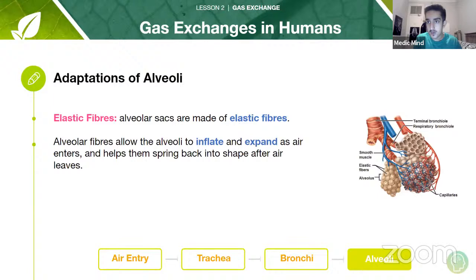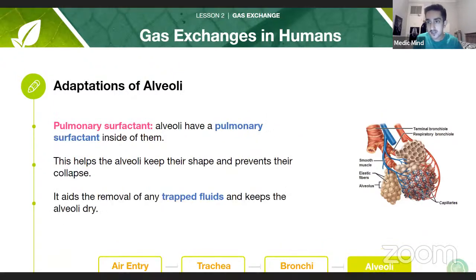Sorry, I've been asked a couple of questions. Surely the C-shaped cartilage rings help prevent the trachea from collapsing? Yeah, they do. The cartilage is there to help prevent the trachea from collapsing because the air is at really high pressure. What does inflate mean? Inflate means to increase in size. So when you blow up a balloon, you're inflating the balloon, increasing the surface area.